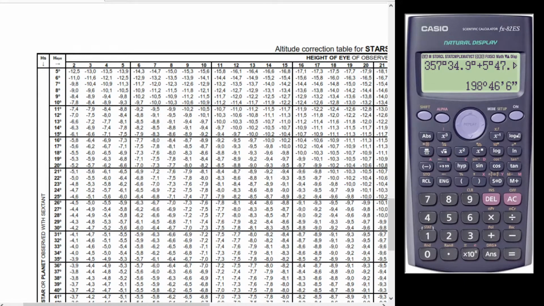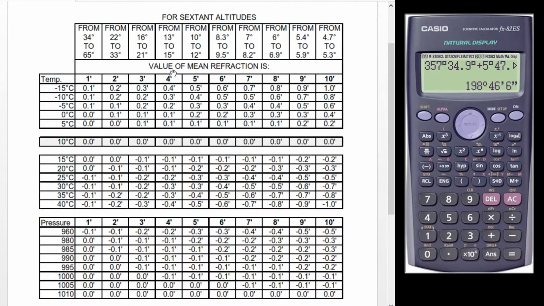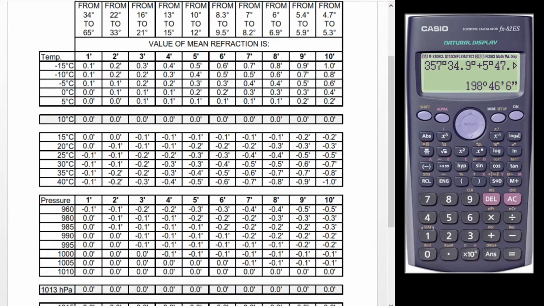And temperature and pressure, let's see, both of them should be 0, but let's check them. So my height is 35, so that means I'm in the first column. My temperature was 10, so the correction for temperature is 0, and pressure was 1013, so both of these corrections are 0 and 0.